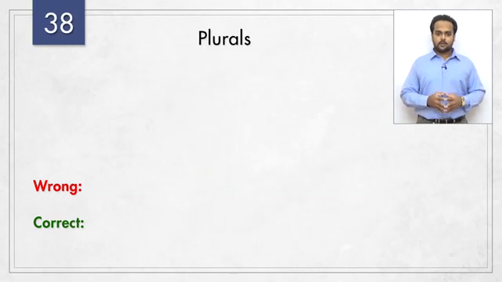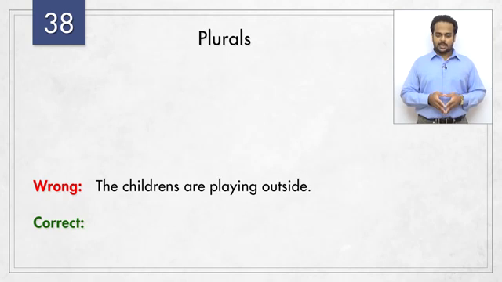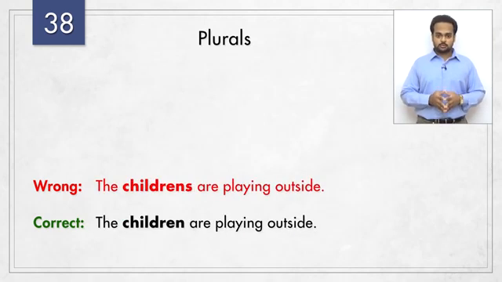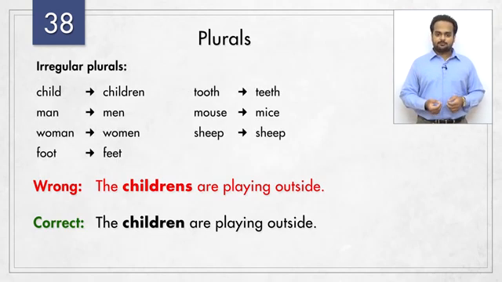Let's move on and talk about errors with plurals. The childrens are playing outside. What's the mistake? It's children, not children's. We say child if there's only one, and children if there's more than one child. This type of plural is called an irregular plural because you can't just add s to the singular form. You see some of the other common ones on the screen.